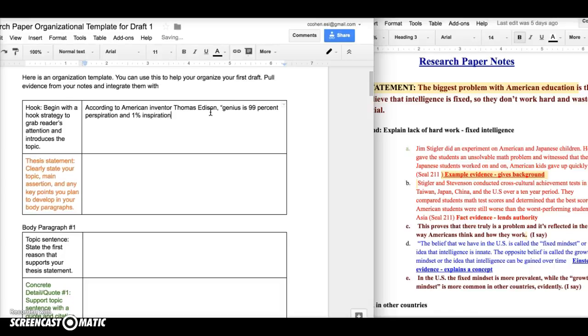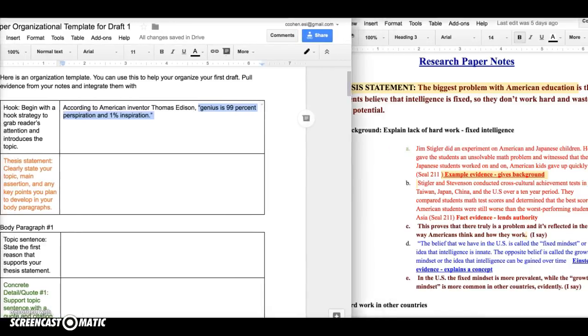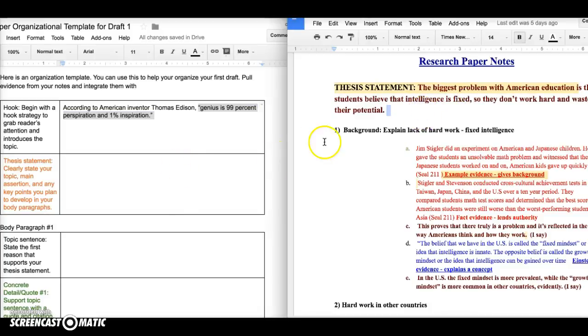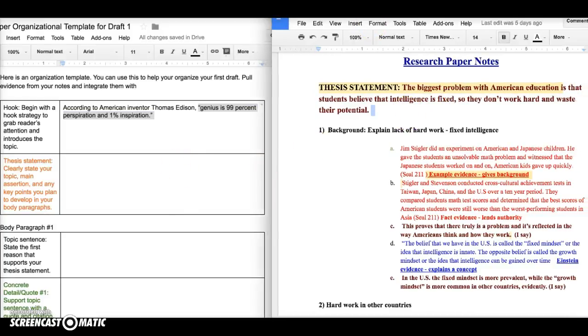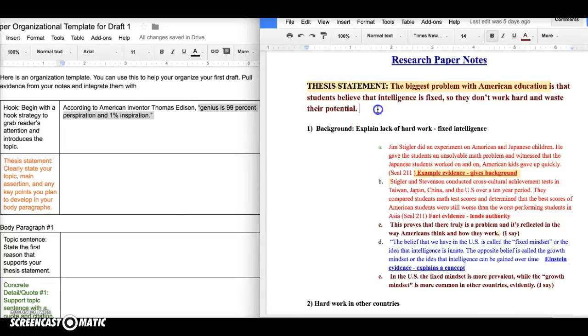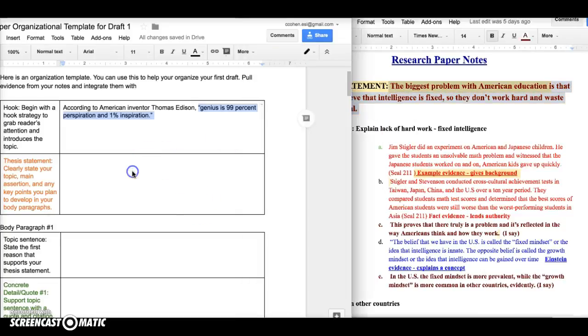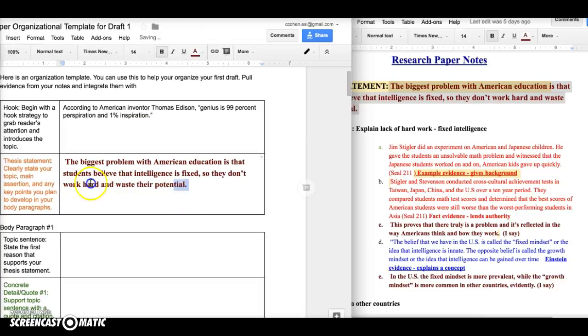inspiration. So I chose this quote because it's related to my topic, which is that hard work is the key to success. And this kind of quote, then I assume will get the reader interested. As you guys can see over here, my thesis statement, which I'm going to just copy into here, is that the biggest problem with American education is that students believe intelligence is fixed. So I'm going to put that in here.